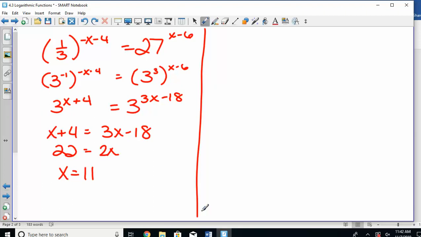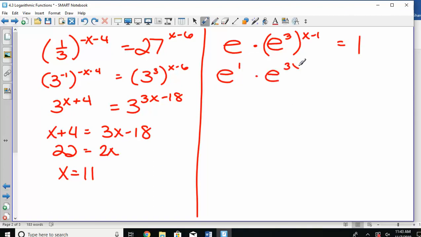Okay, let's do one more. Let's say I gave you e times e cubed to the x minus 1 power equals 1. Do a hard one. Okay, what's my common base? e. And e by itself is like what power? This would be e to the 3x minus 3.